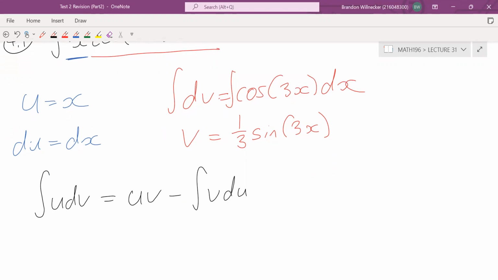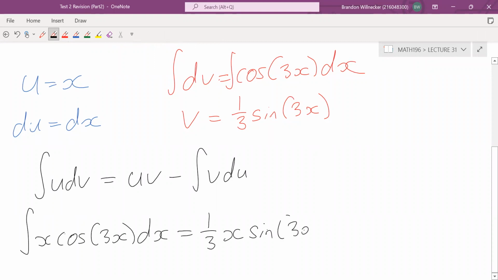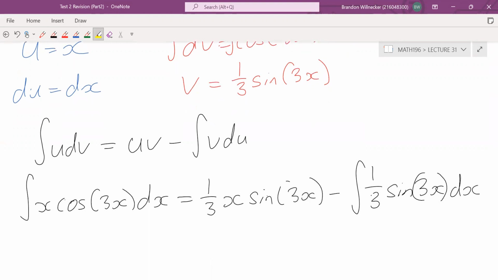So u dv, that is our original integral that we want to work out. x cos 3x dx is equal to u times v. That's going to be 1/3 x sine 3x minus the integral of v du. That's going to be 1/3 sine 3x dx. Okay, so now we just have to integrate this. Okay, but that is nice and simple. We can do that very easily.